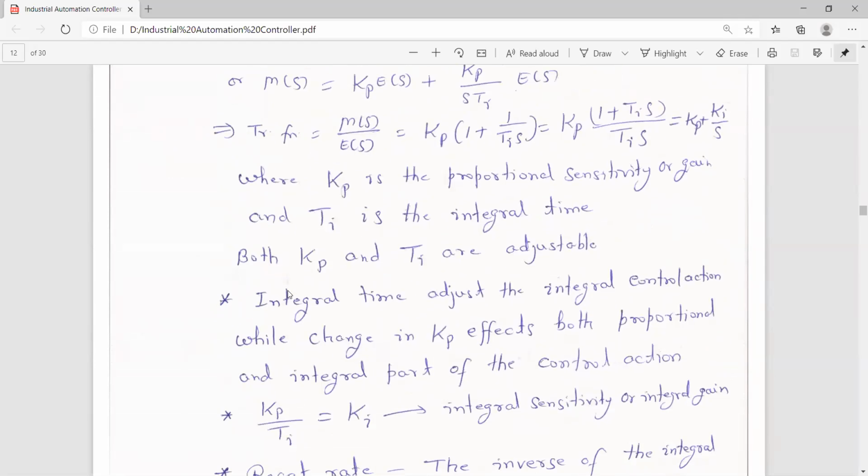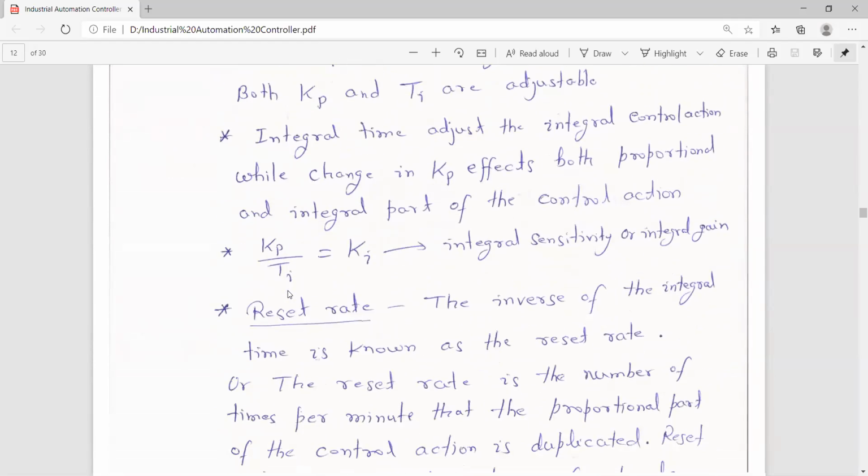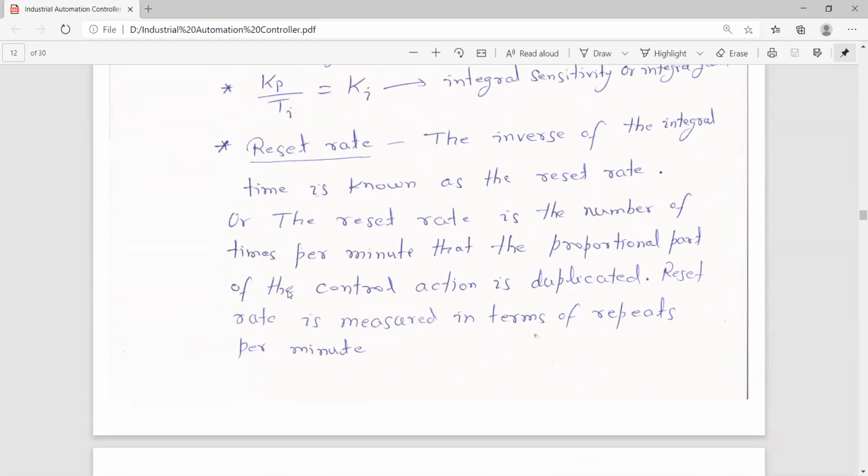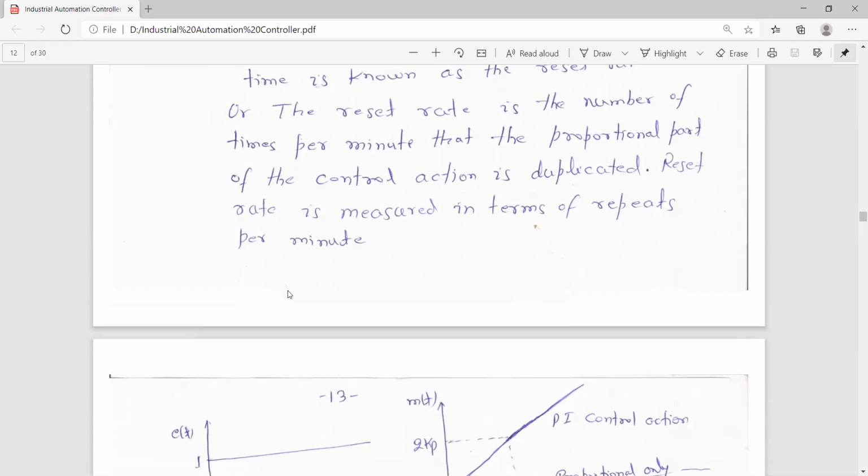Here again another word is used, that is known as the reset rate, just like offset in the proportional. Accordingly the name is reset control. So what is the reset rate? It is the inverse of the integral time, that is 1 by Ti, known as the reset rate. Or the reset rate is the number of times per minute that the proportional part of the control action is duplicated. So reset rate is measured in terms of repeats per minute.